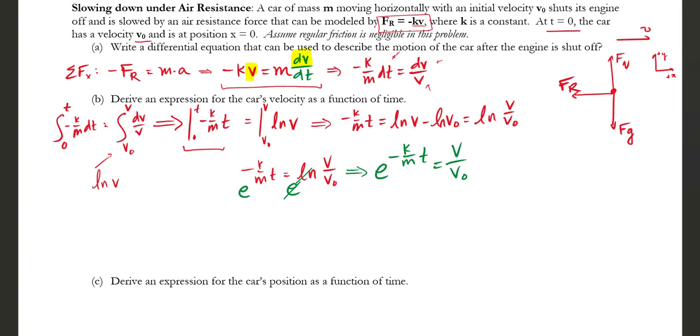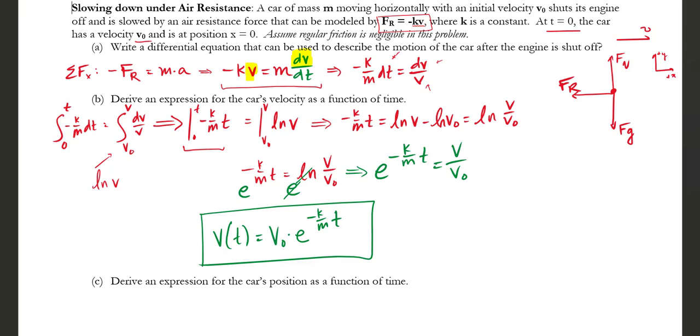We're just going to bring our v naught to the other side, and we get that our velocity as a function of time equals our initial velocity times e to the negative k over m times t. There's a nice solution for our velocity as a function of time. Let's go through and make sure our initial conditions work. At time equals 0, e to the negative k over m times 0 is really e to the 0. Any number to the 0 power is 1. So our velocity at time equals 0 is our initial velocity, so that works.